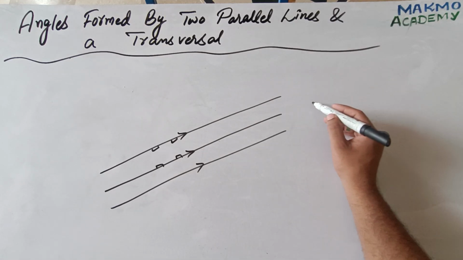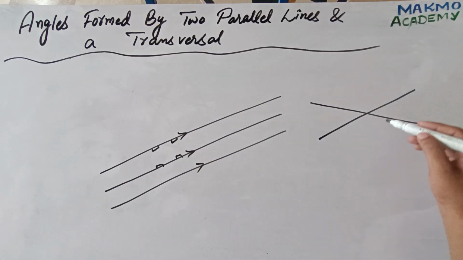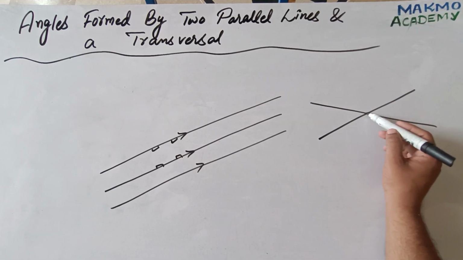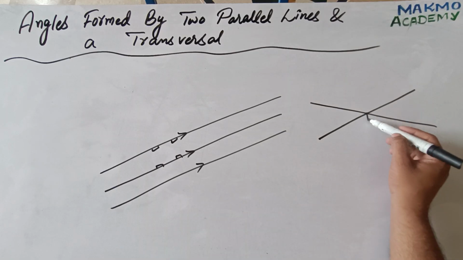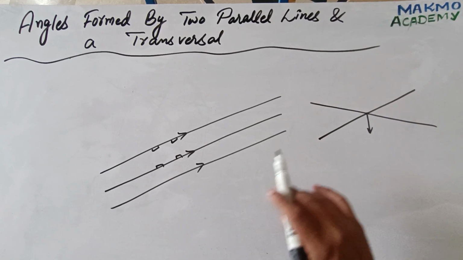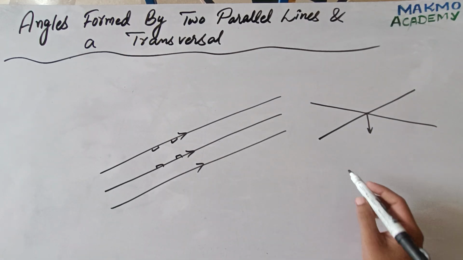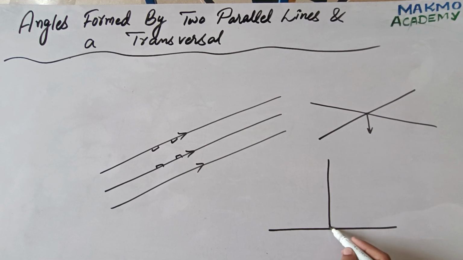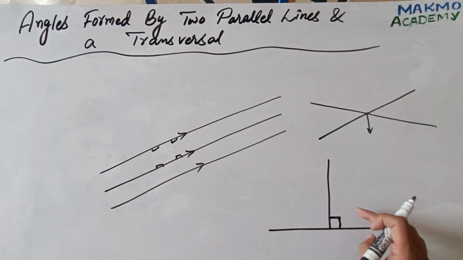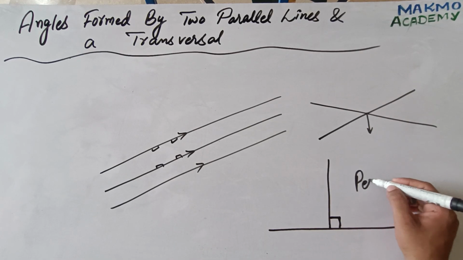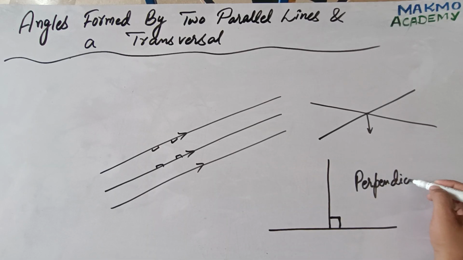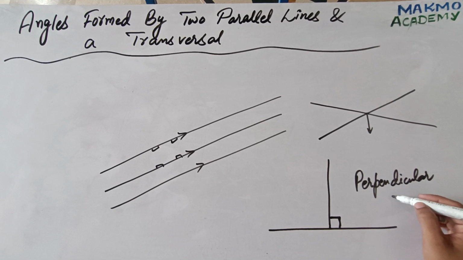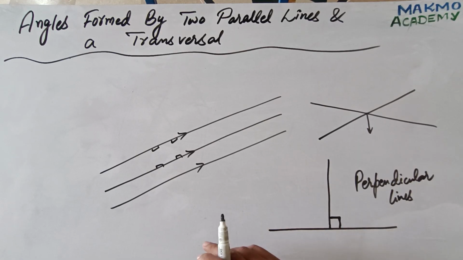In the previous video we discussed that if lines intersect each other at some point, that is called the point of intersection, and these are called intersecting lines. And there is one more thing, perpendicular lines. If two lines intersect each other at 90 degrees, meaning the angle between them is 90 degrees, those are called perpendicular lines. So these are the three basic ways in which lines behave with each other.